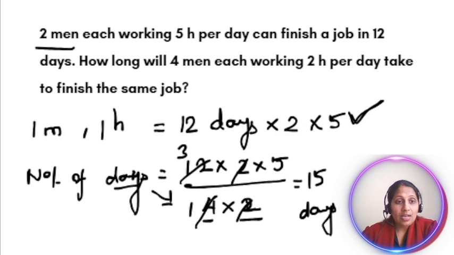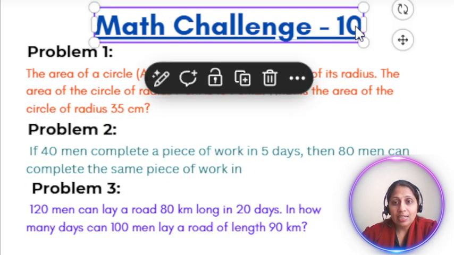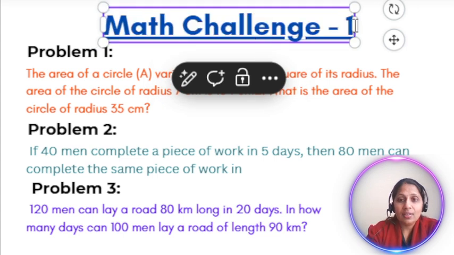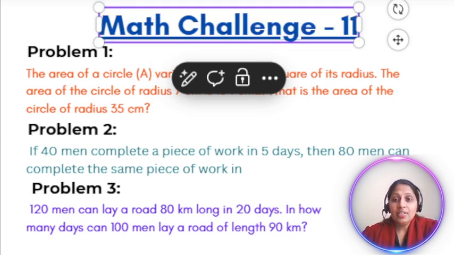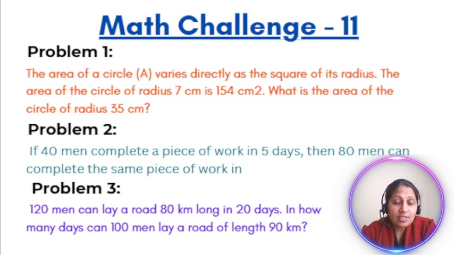Now, the task for you. The math challenge 11. The first problem is the area of a circle varies directly. They have given you here in the question itself, so you do not worry about whether it is directly or indirectly. As a square of its radius. The area of the circle of radius 7 centimeter is 152 centimeter square. What is the area of the circle of radius 35 centimeter?